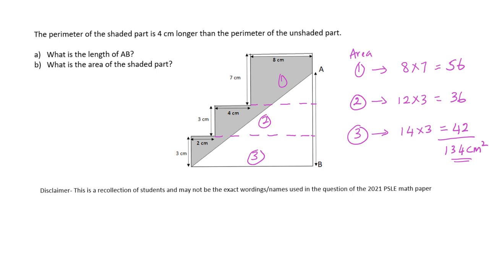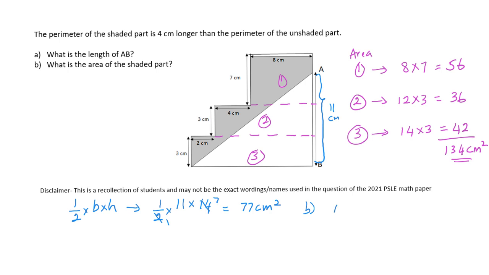So now let's find the area of the triangle. The area of a triangle is half times base times height. So in this instance, the height we have already found, which is 11 centimeters, and the base is 14 centimeters, which gives us 77 centimeters squared. Therefore, the answer to question B will be 134 centimeters squared minus 77, which gives us 57 centimeters squared.